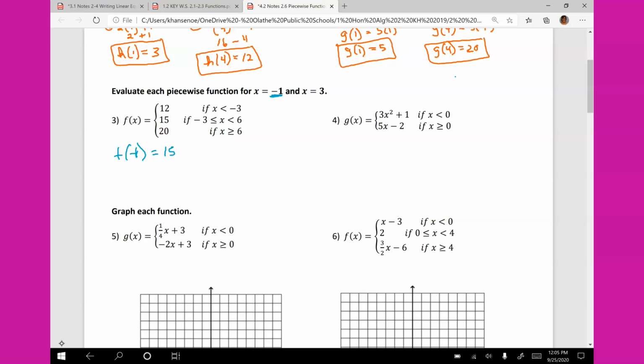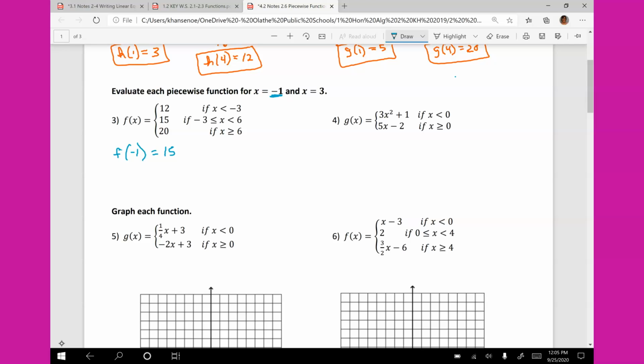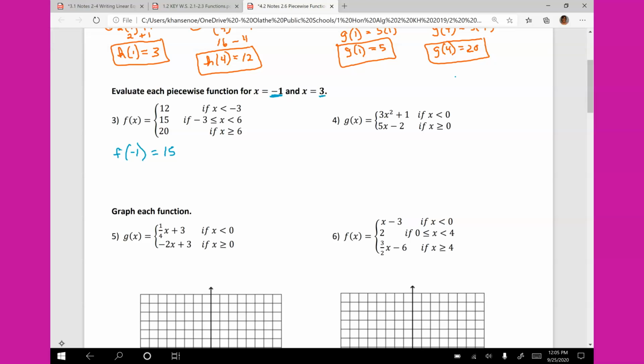Is -1 greater than 6? Nope. Sorry, that's kind of hard to read, both of those. So this is f of -1. Then I have 3. Is 3 less than -3? No. Is 3 between here? Yes. So then f of 3 equals 15. Is 3 greater than 6? No. So those are my two answers.